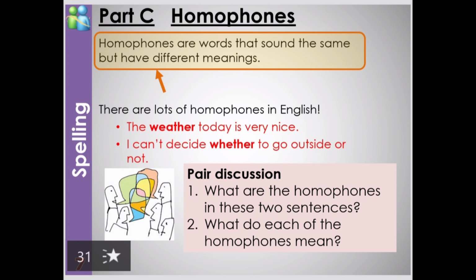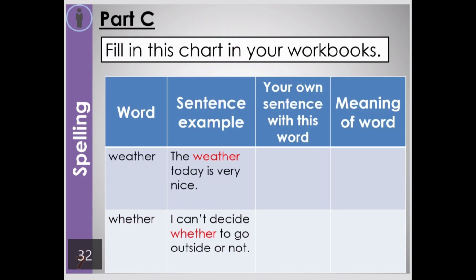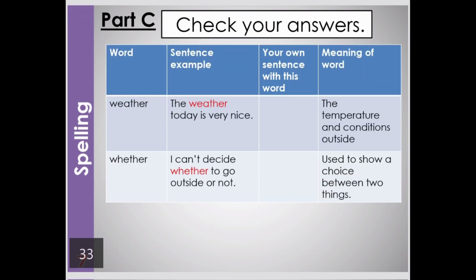Okay, so part C is about homophones. Now what are homophones? Homophones are words that sound the same but have different meaning. For example, whether and weather have the same sound but their meanings are different. For practice, you can make your own sentences and you can write the meaning too. So the meaning for first weather is the temperature and second one is your own choice between two things.